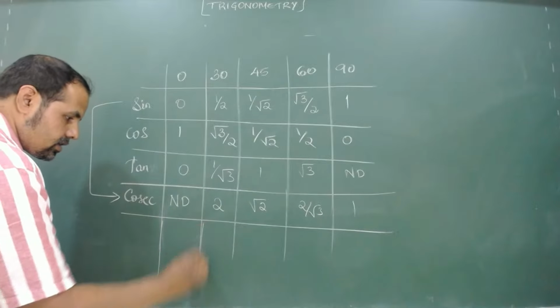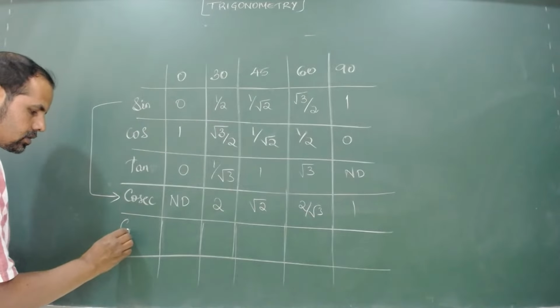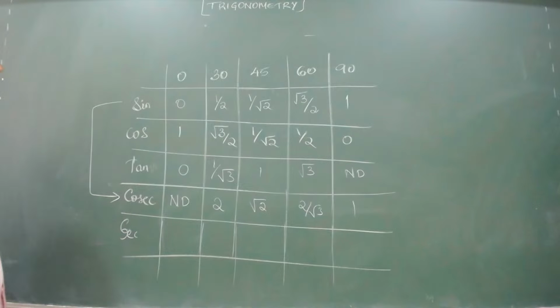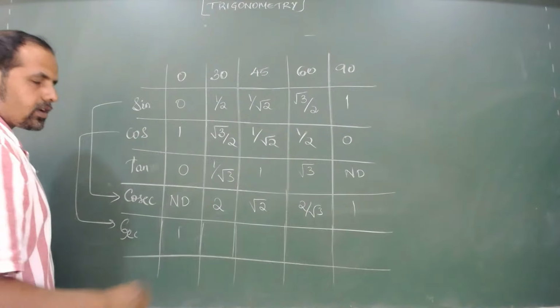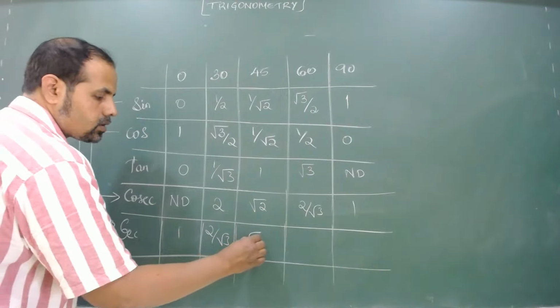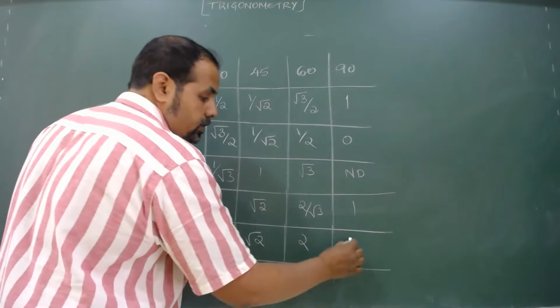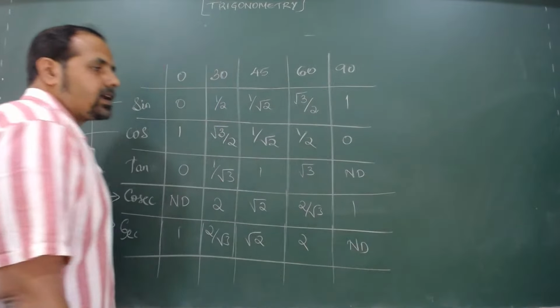Let me quickly finish off the next two rows. That is sec. Sec is nothing but the reciprocal of cos. Reciprocal of 1 is 1. 2 by root 3, root 2, 2, and reciprocal of 0 is not defined.